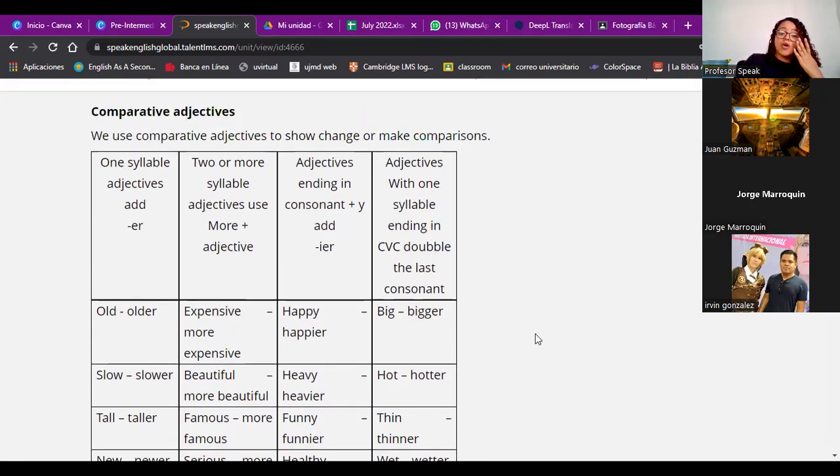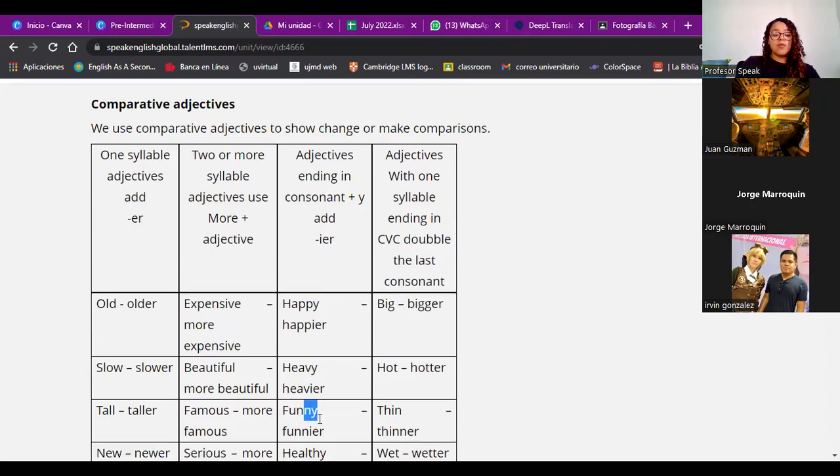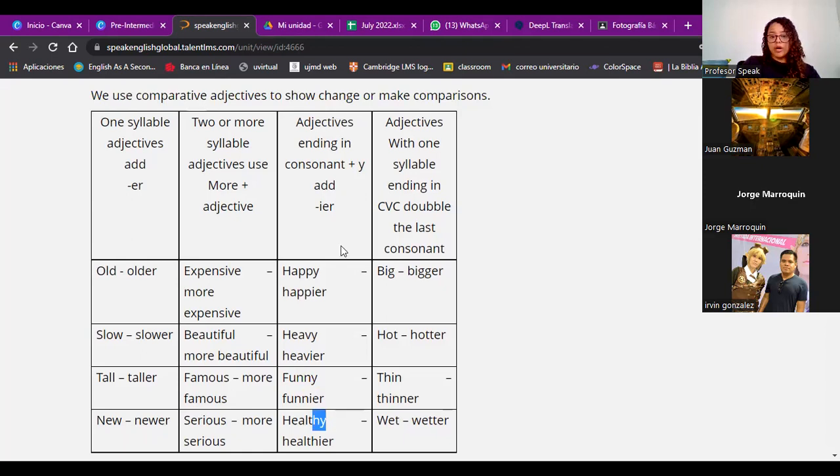Okay. Now, for adjectives ending in a consonant plus Y, for example, P-Y, V-Y, N-Y, H-Y, you change the Y, put an I, and then add E-R. Happy, you change the Y, and the comparative is happier. Heavy, what is the comparative? Heavier. Funny? Funnier. Healthy? Healthier.